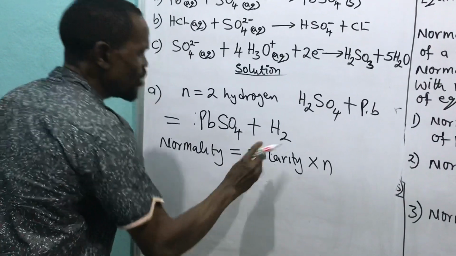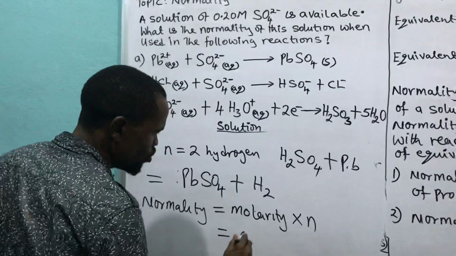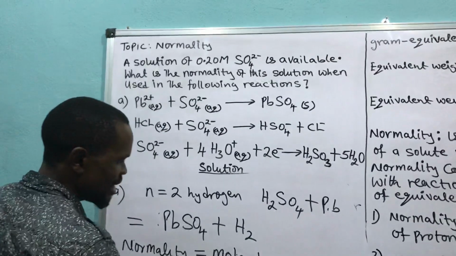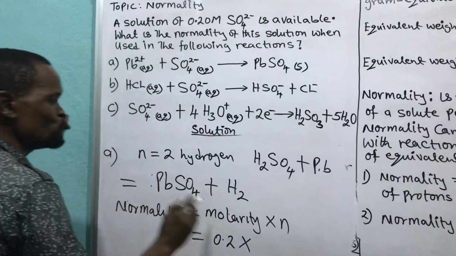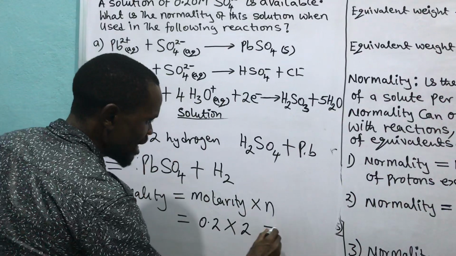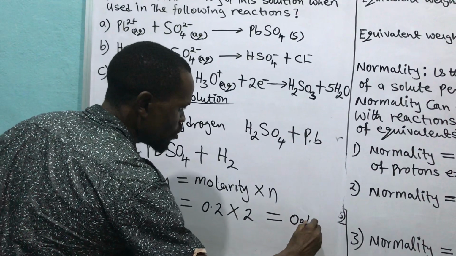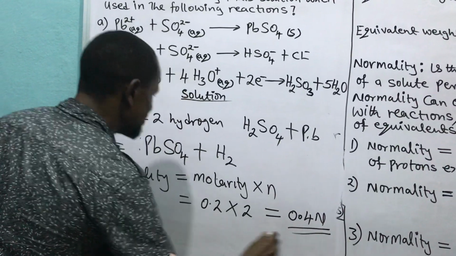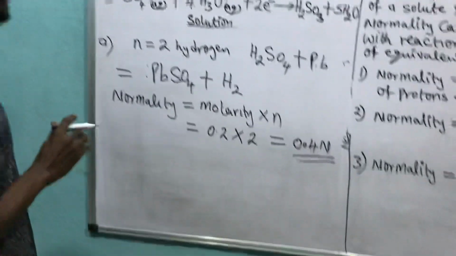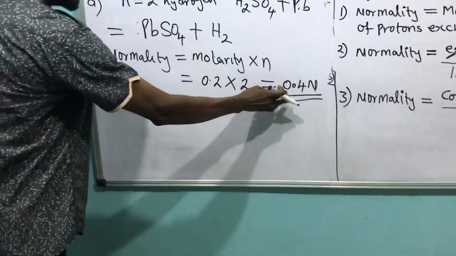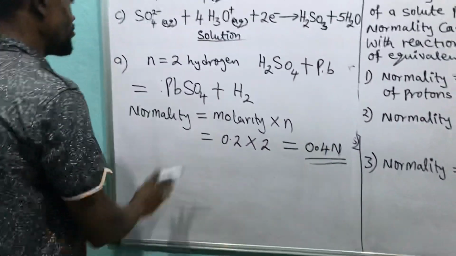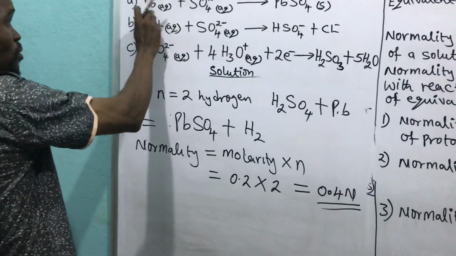This gives me the molarity of the solution is 0.2 times n. What is n in this case? 2 hydrogen, which is 2. My answer becomes 0.4 normality. That is the answer for the first question here.